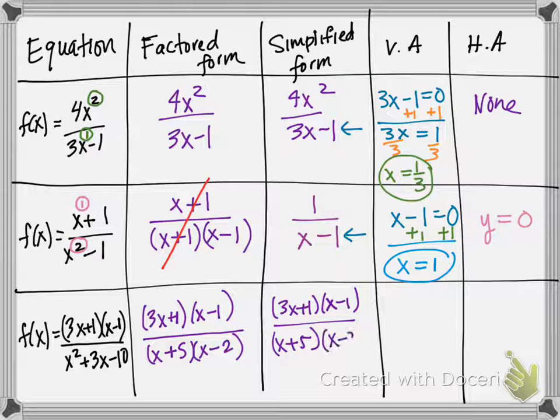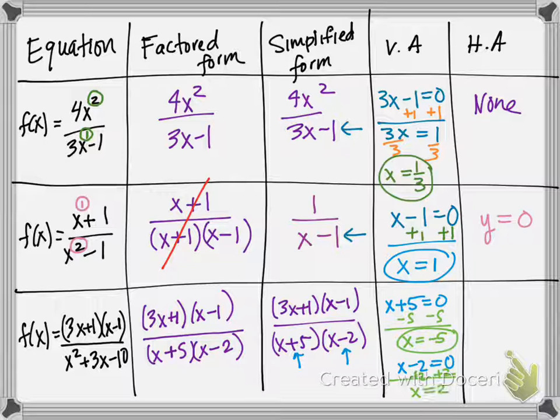Next, we're going to find the vertical asymptotes. So we're going to set each of these factors in the denominator equal to 0. So set x plus 5 equal to 0. And if you subtract 5 from both sides, you get x is equal to negative 5. So that's one vertical asymptote. And the second one, we're going to set x minus 2 equal to 0. So if you add 2 to both sides, the second vertical asymptote is x equals 2.